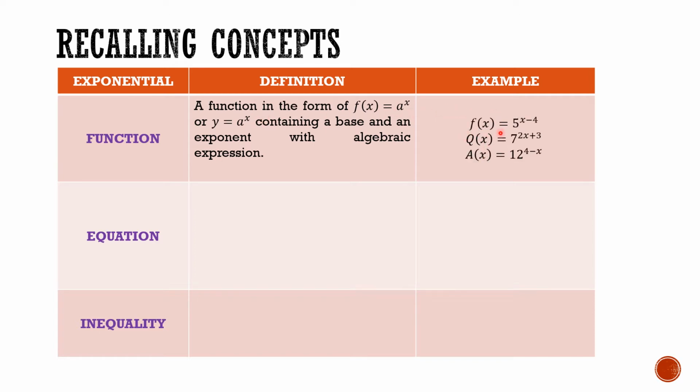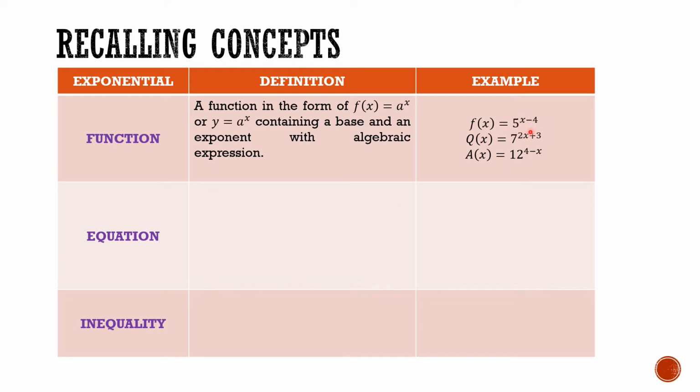We have here f of x is equal to 5 raised to x minus 4, q of x is equal to 7 raised to 2x plus 3, a of x is equal to 12 raised to 4 minus x. The three examples here satisfy the definition since each has f of x, or any letter aside from f, on the left side, followed by the equal sign, and then followed by an exponential expression on the right. And the exponential expression contains an algebraic expression on its exponent.